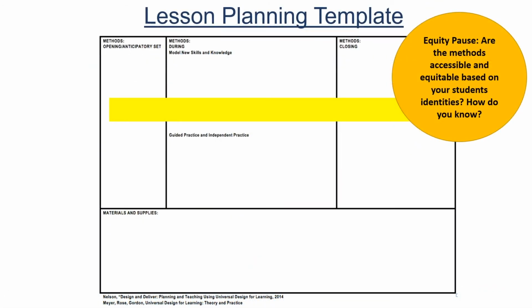When designing the methods section of your lesson plan, consider the opening or anticipatory set to begin the lesson. How will you support students in connecting to their background knowledge? Help them understand why what is going to be taught is relevant and important. Assess the skills they do or don't have that need to be taught. Then, consider how you will model new skills and provide students guided and independent practice, and how the lesson will close. Don't forget to stop and do an equity pause. Are the methods accessible and equitable for all of our learners based on the learner identities and learner variabilities in the classroom?